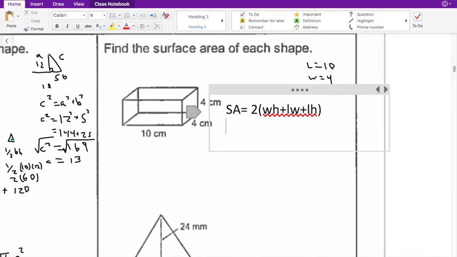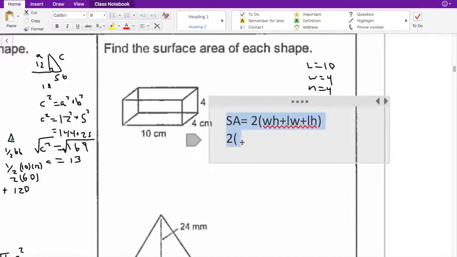So let's plug in our numbers. And it's nice to write down what everything means because I'm going to leave the surface area out because hopefully this will do my math for me. All right. So 2 times my width is 4, and then my height is 4.